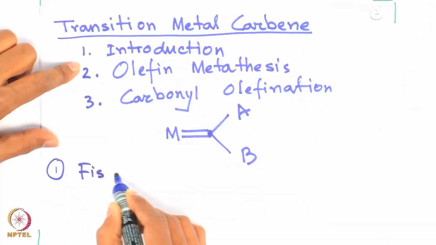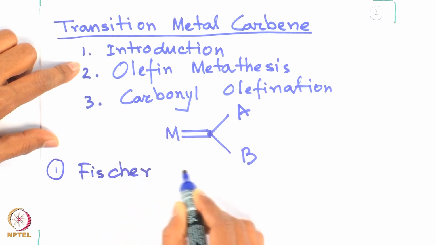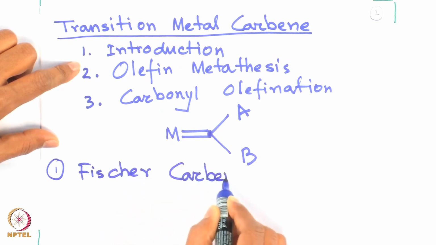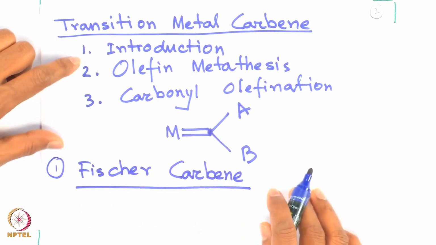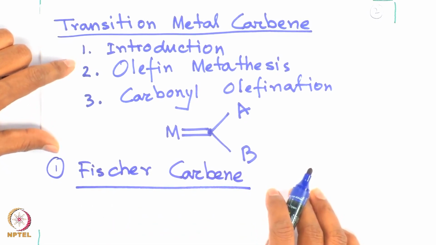Let us look at one example of a Fischer carbene and point out the characteristics of such a carbene compound. Subsequently, we will discuss the Schrock carbene with one example and its characteristic features. Let us try to look at the Fischer carbene. First of all, it is easier if we try to remember one example of the Fischer carbene and one example of the Schrock carbene.